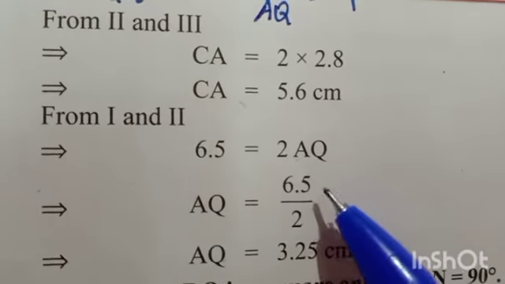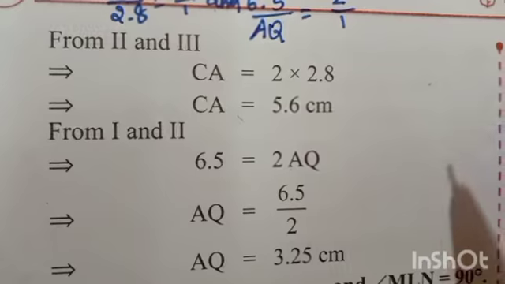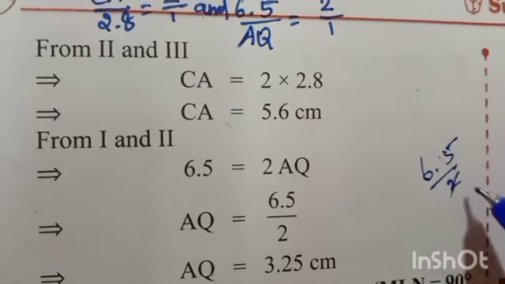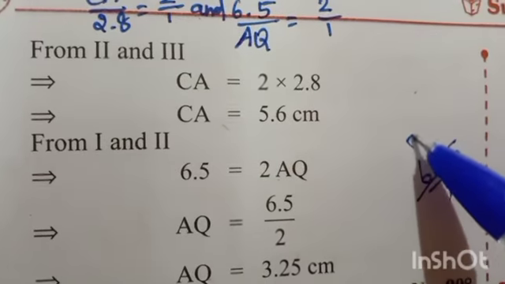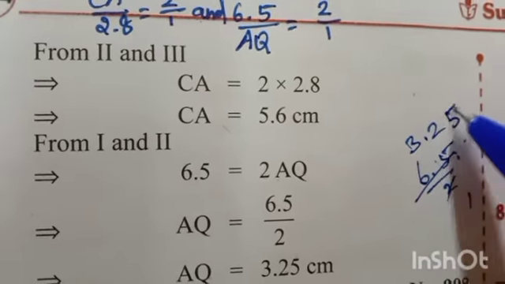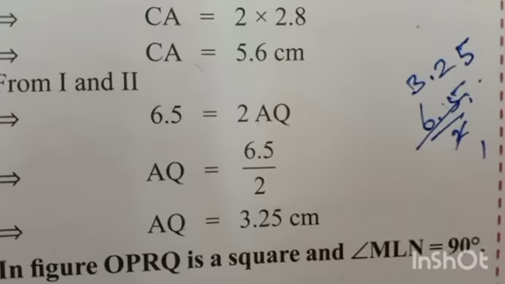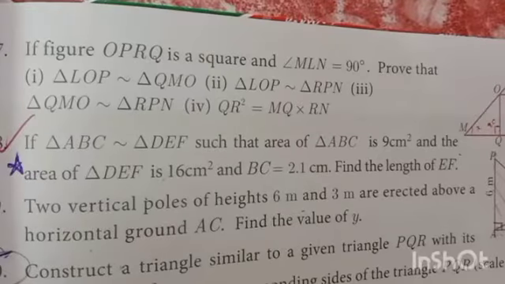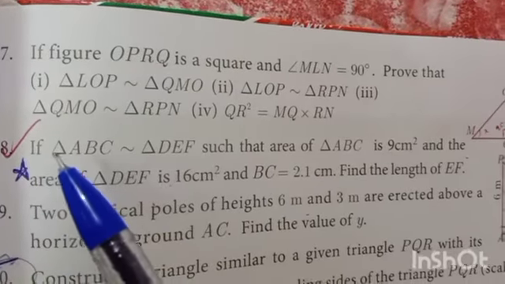For this division, do you have any doubt? 6.5 by 2: 1 2 is 2, 3 2s are 6, 2 2s are 4, balance 1, 5 2s are 10. Okay students, 3.25 centimeter. Students, now the 8th problem, it is an important 2 mark question.